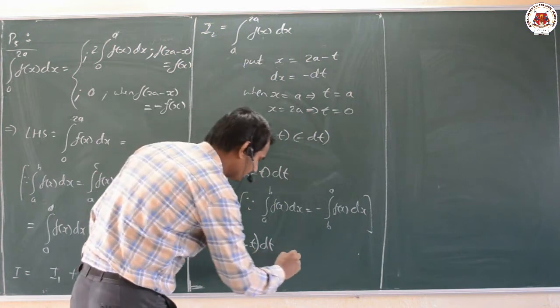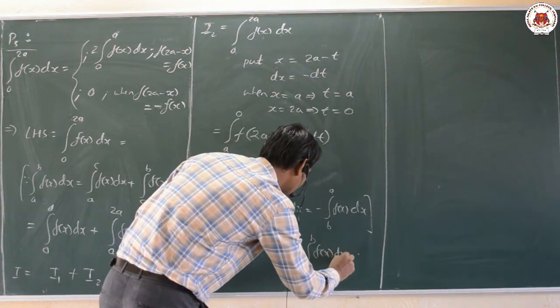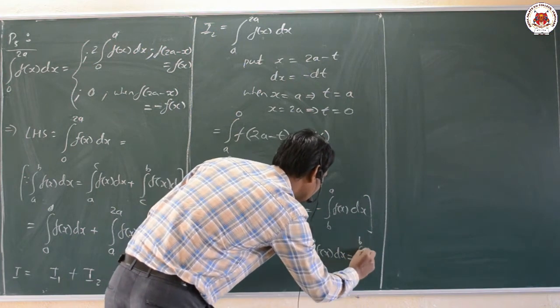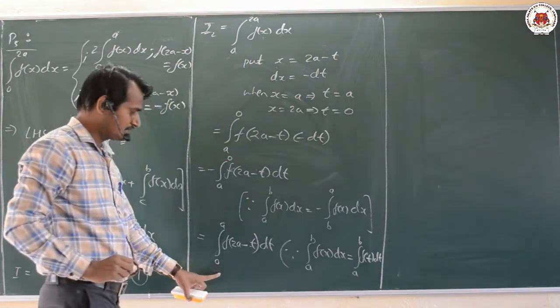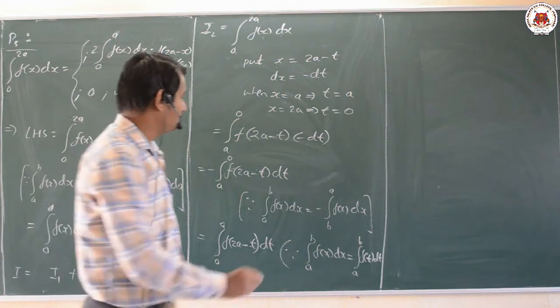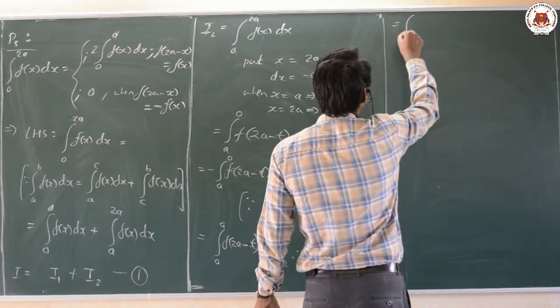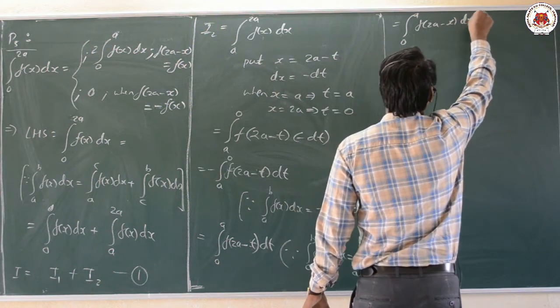According to one more property, integral from a to b f of x dx is nothing but integral from a to b f of t dt. I will substitute it here. That means the t variable I will change to the x variable. So what we get is integral from 0 to a f of 2a minus x into dx.